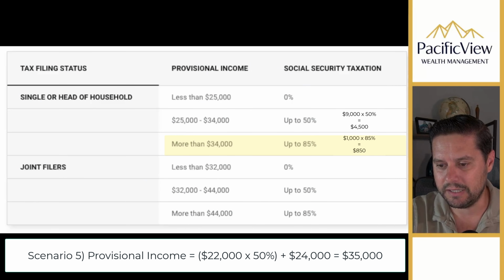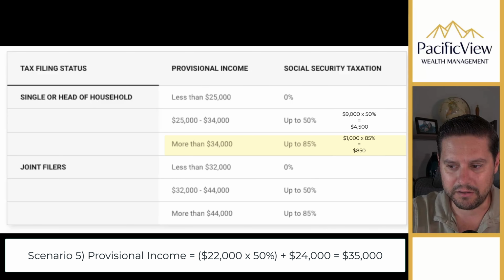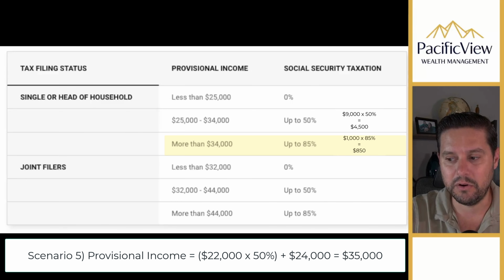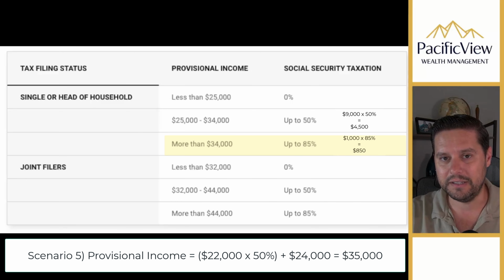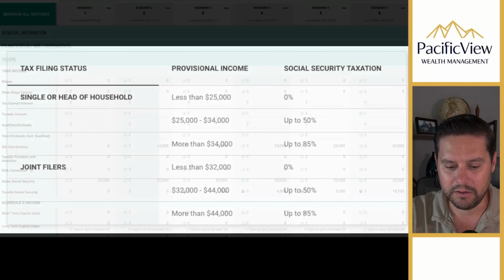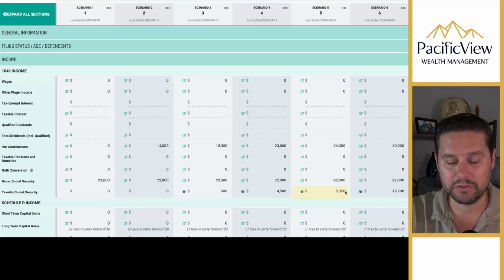Remember, it's only the money that is in these brackets that is being used to calculate how much of your Social Security benefits are subject to taxation. So we still have $9,000 in this 50% bucket here, but now we have $1,000 that's in this 85% bucket. So $35,000 is our provisional income. We're only $1,000 over in this third bracket. That means 85% of that $1,000 is subject to taxation. So $4,500 plus $850 in the third bracket, and we have a total of $5,350 of your Social Security benefits that are subject to federal income taxation.